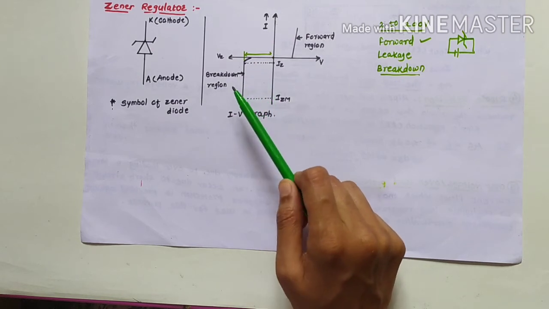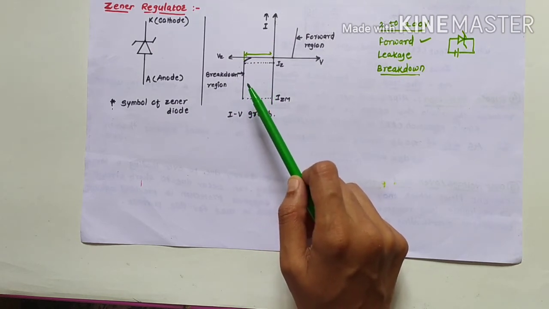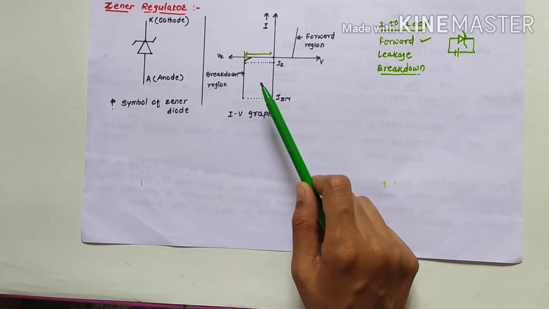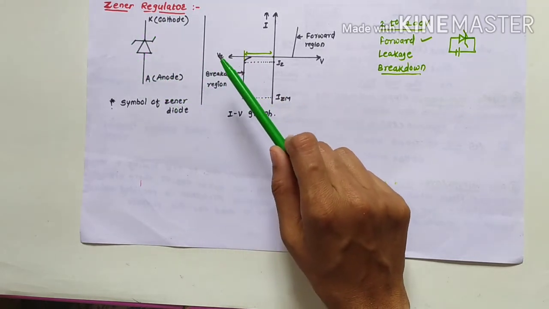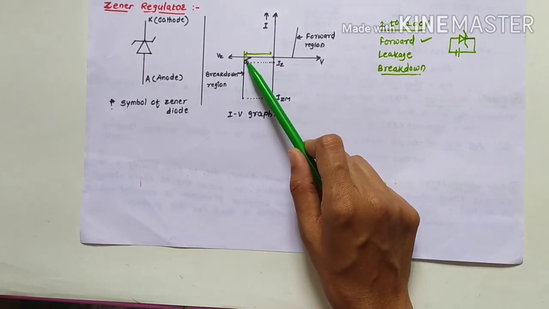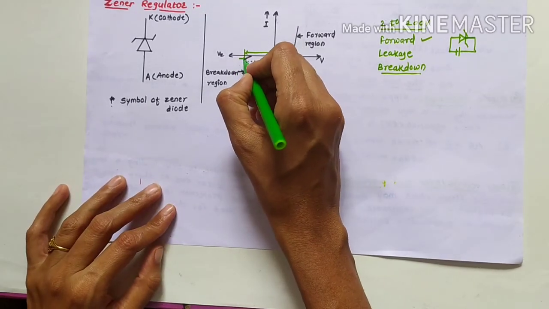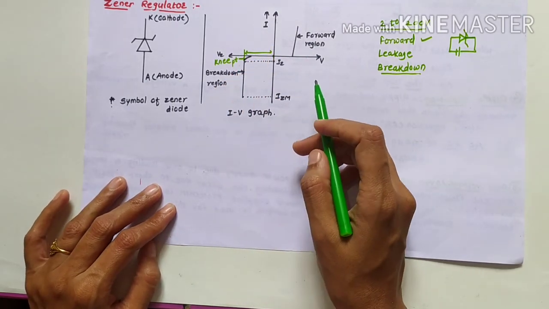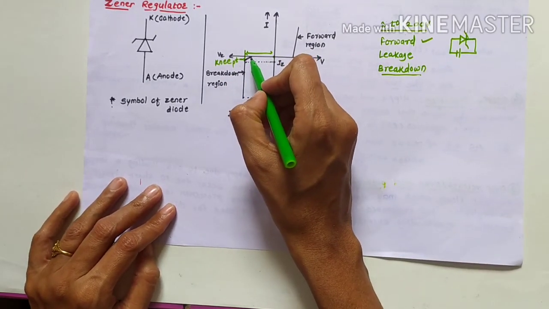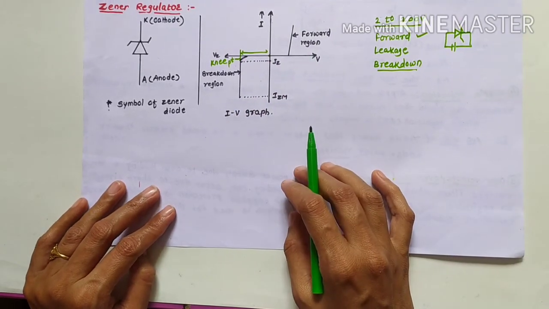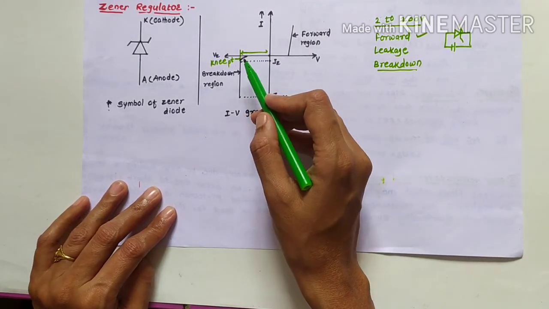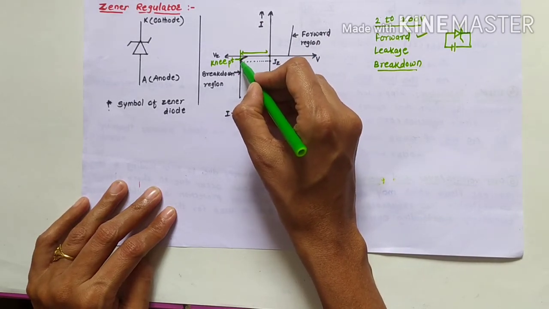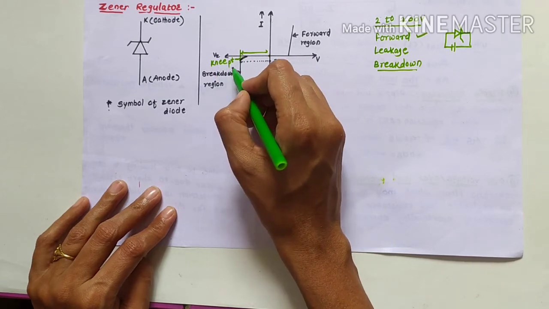In this region, there is only a small leakage or reverse current that flows through this Zener diode. In a Zener diode, the breakdown has a very sharp knee. This point is called the knee point. Okay students? Why knee point? Because this portion looks like a knee, so the name knee point is given.